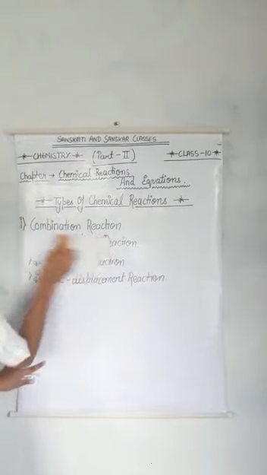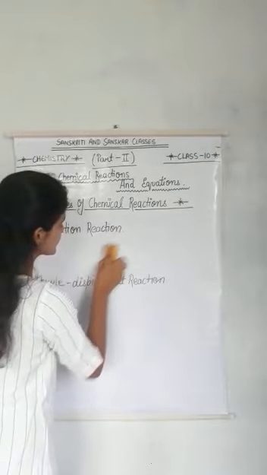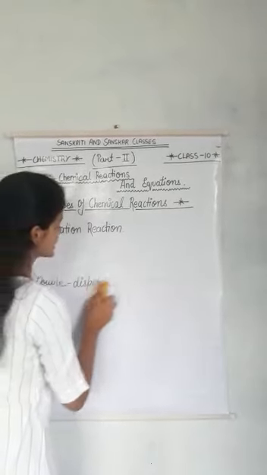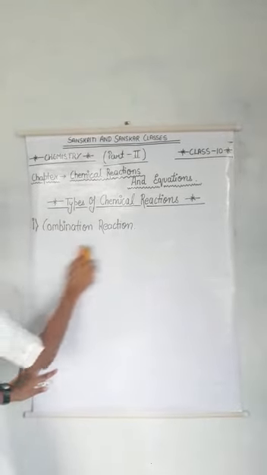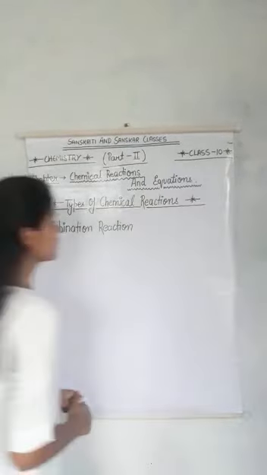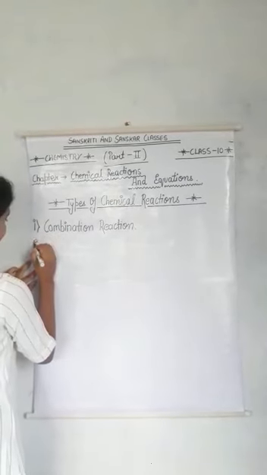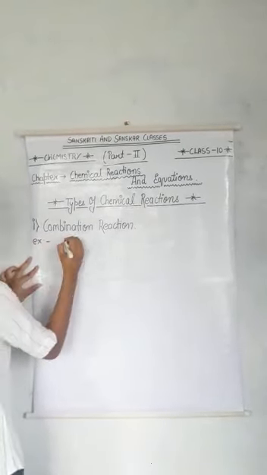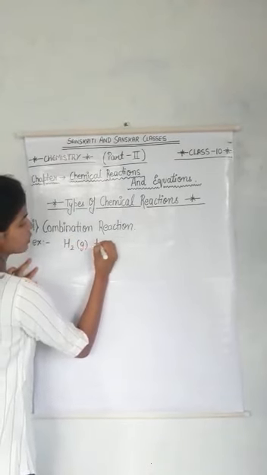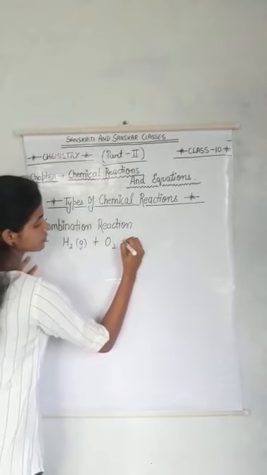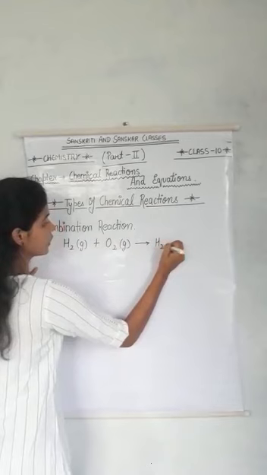First, combination reaction. When two elements or substances combine to form a single product or a single substance, that is a combination reaction. We will take the easiest example. Like H2 plus O2 gives us H2O.